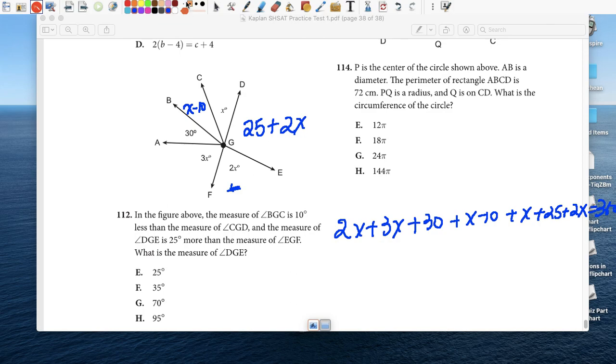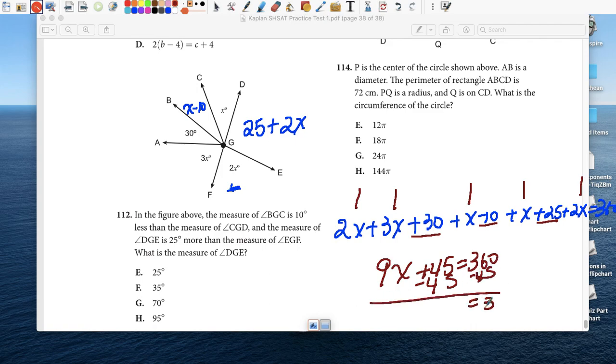So let's collect like terms. 2x and 3x is 5x, 6x, 7x. Looks like 9x to me. 30 minus 10 is 20. 20 plus 25 is 45. Equals 360. And then subtract 45 from both sides. We get 315 and 9x. We're going to divide both sides by 9. And x equals, I have no idea.